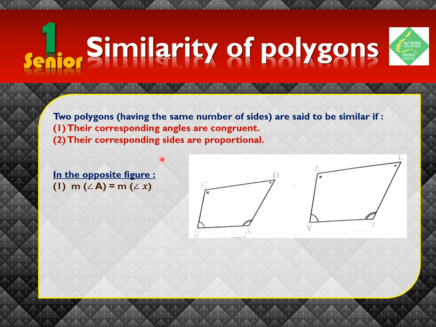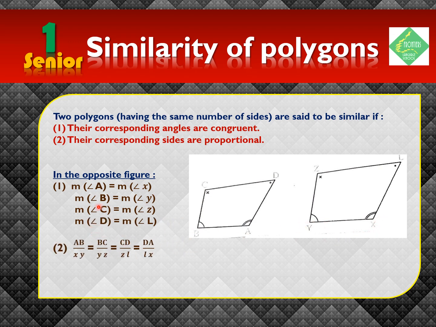Number two، their corresponding sides are proportion. إياك تقول إن السايدز equal بعض، لا، السايدز بيكونوا proportion. يعني مثلا AD over XL equals AB over XY and so on. زي ما انت شايف كده.